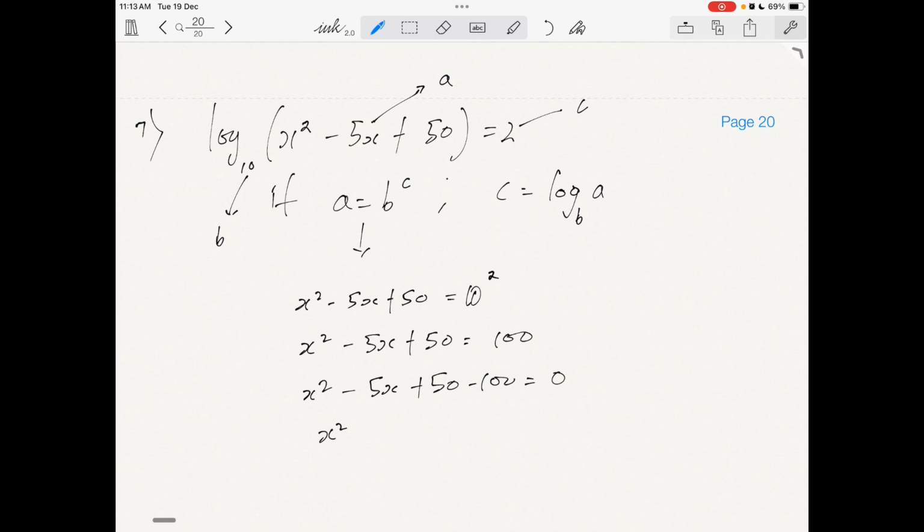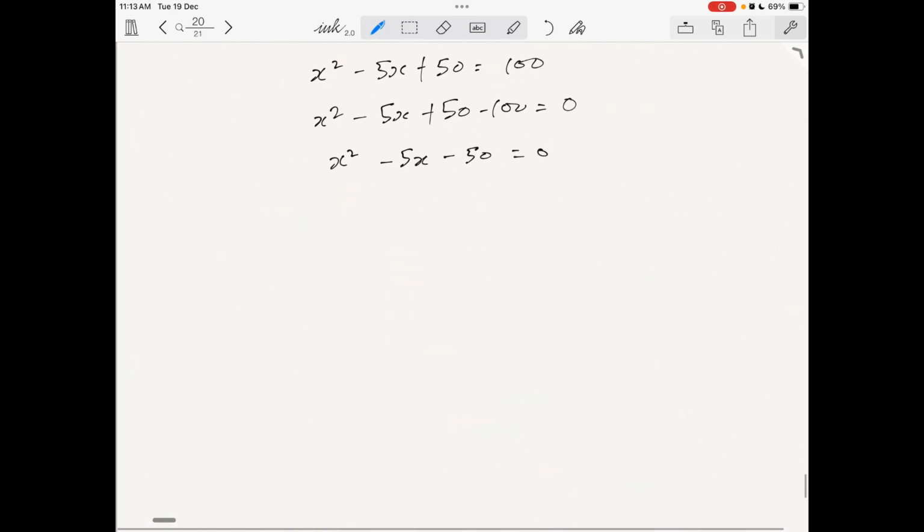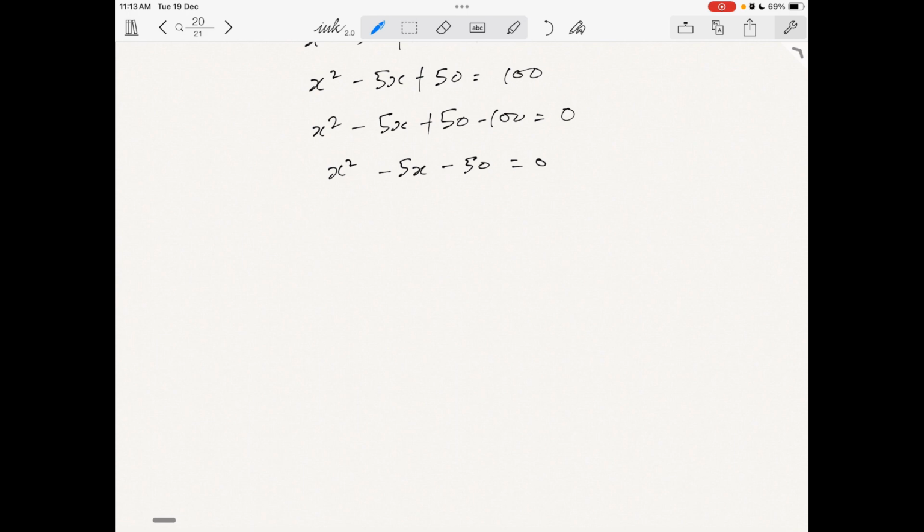So my x squared minus 5x minus 50 is equal to 0. Now if we solve this in whichever format you prefer, we have that x is equal to minus 5 or x is equal to 10.